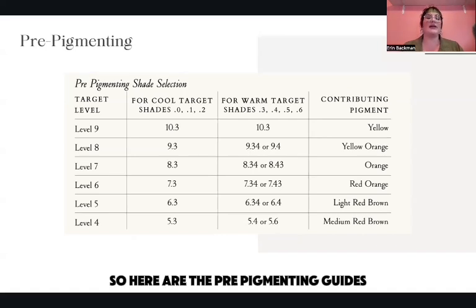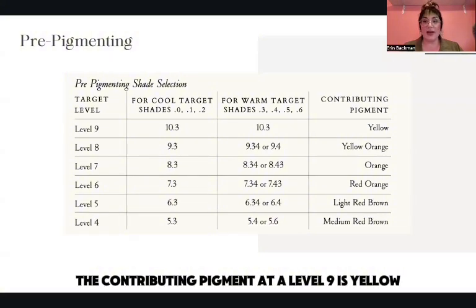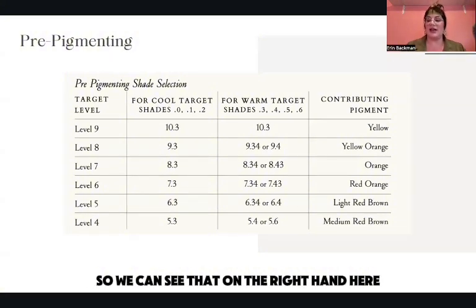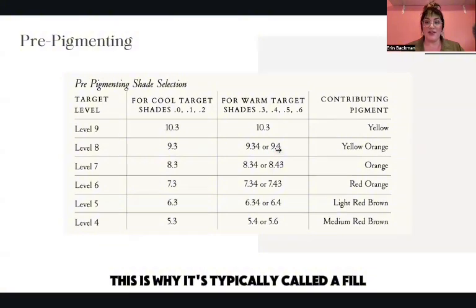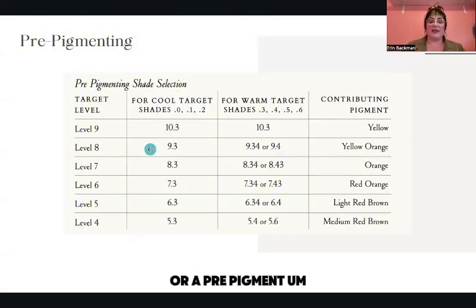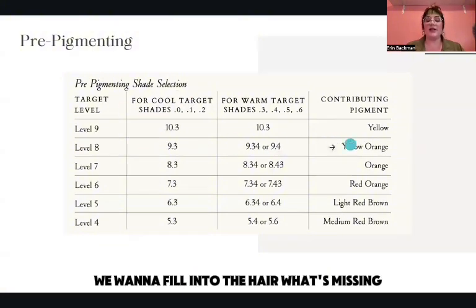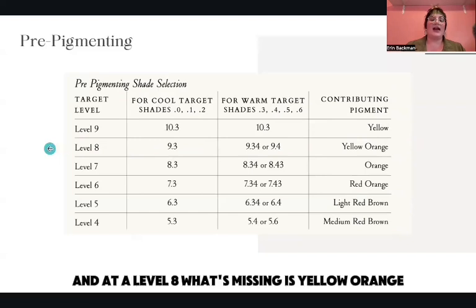So here are the pre-pigmenting guides. If someone wants to be a target level 9, the contributing pigment at a level 9 is yellow. We can see that on the right hand here. We basically want to fill in the hair. This is why it's typically called a fill or a pre-pigment. We want to fill into the hair what's missing. And at a level 8, what's missing is yellow orange.